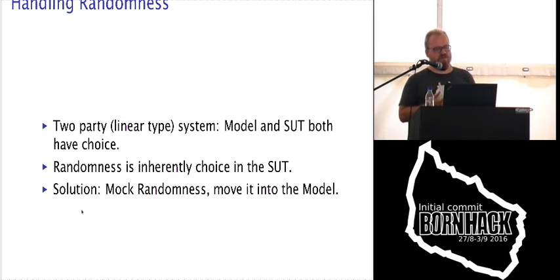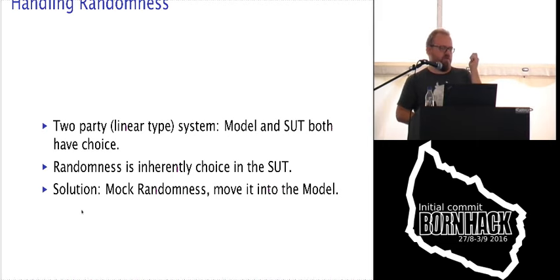In this case, the model can pick among, say, several commands, or it can pick among several inputs to certain commands, and it's a choice that the model makes. But then the system under test might make choices as well, depending on what I put into it. And that is choice I have no control over. So for instance, if I generate a command that forces the system to make a call to the random system, well, then the system under test is making a random choice over which I have no direct control. So here, by mocking the randomness, I can move the randomness into the model.